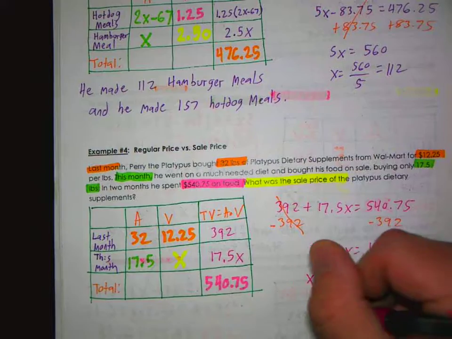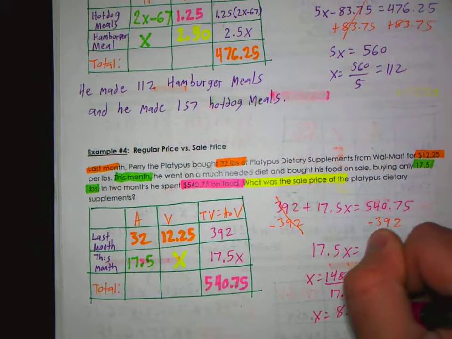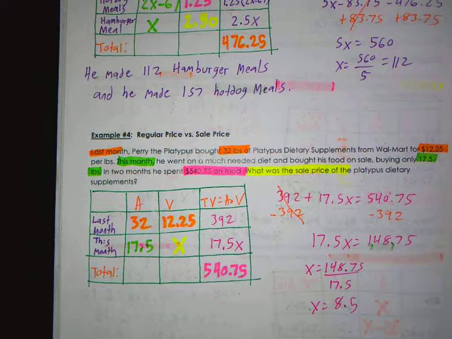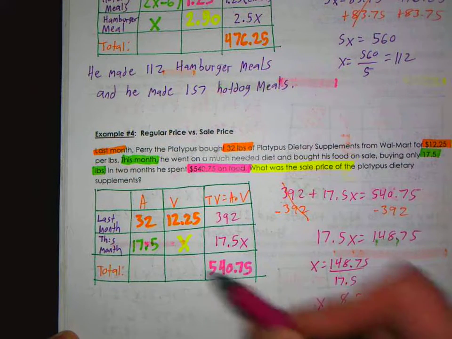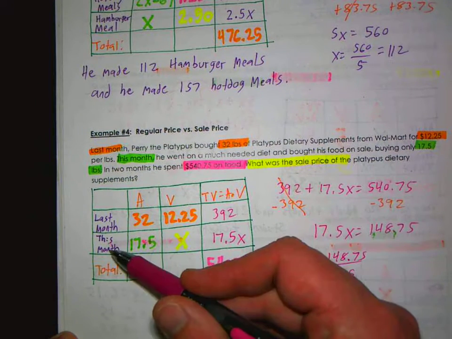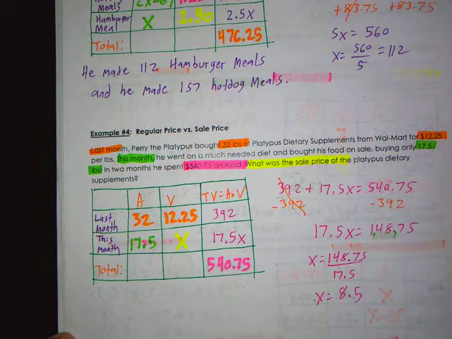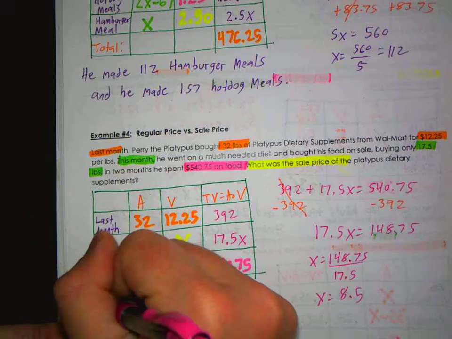And I get 8.5. Now I would expect to get a decimal as this answer, because usually when you go to the store and you buy something, it's not just $4, not just $5. It's usually some money and some change. So I found x is 8.5, which goes here, which is the value for this month, which would be his platypus dietary supplements. That would be the sale price.